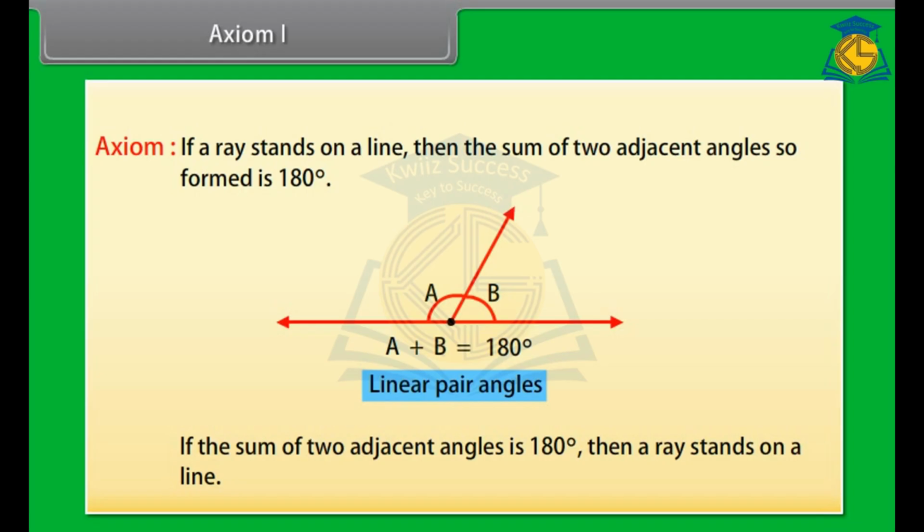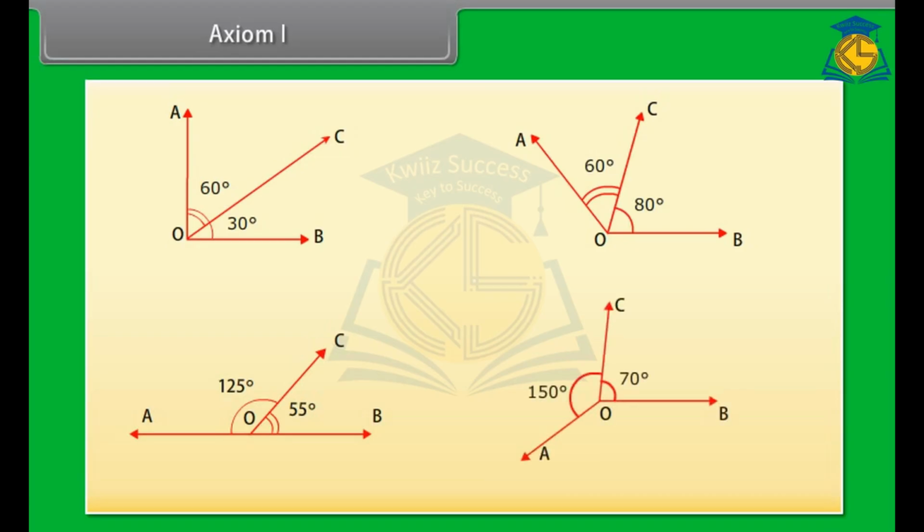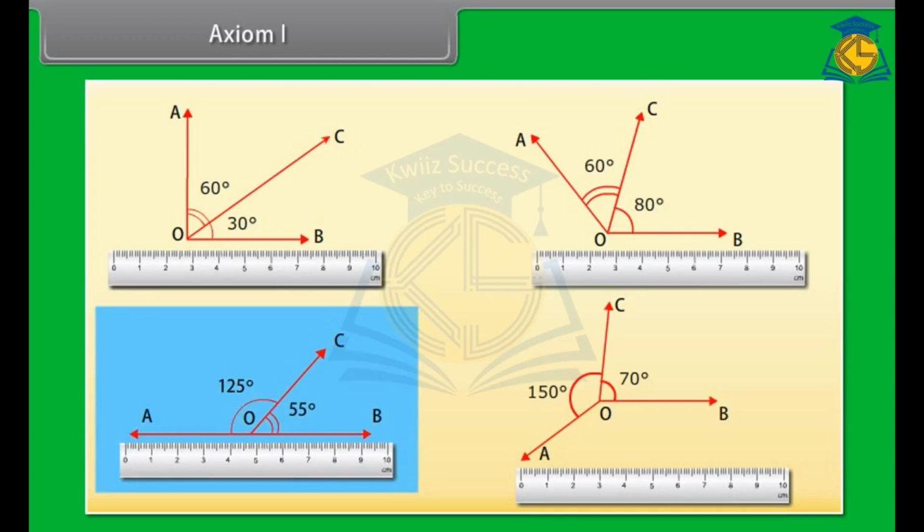Now we can see here that the axiom and this statement are reverse of each other. Let us now check whether this statement is true or not. Draw adjacent angles of different measures. Keep the ruler along one of the non-common arms in each case. You will find that only in this figure, both the non-common arms lie along the ruler, that is, points A, O and B lie on the same line and ray OC stands on it.